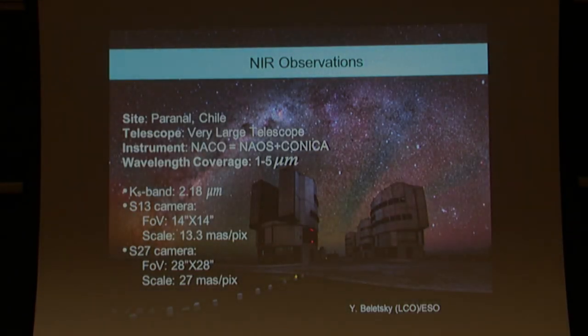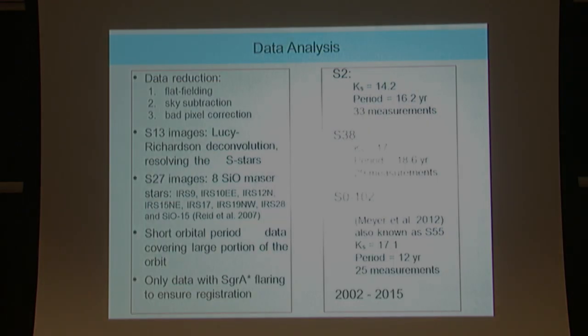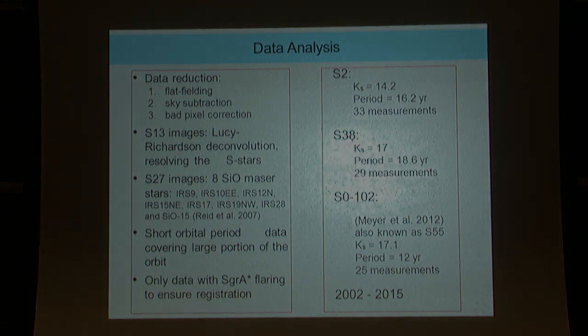So the data that we're using is the VLT data. It's our own observations plus archival data. So it's basically the same data that Stefan talked about, and also published Keck data, radial velocities, and so on. Then we went through the usual spiel of combining data and reducing data. So we flat fielded, sky subtracted, bad pixel corrected, and so on. And then we also combined the 13 milliarc second and 27 milliarc second pixel data that we have.